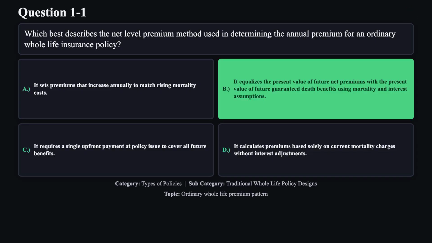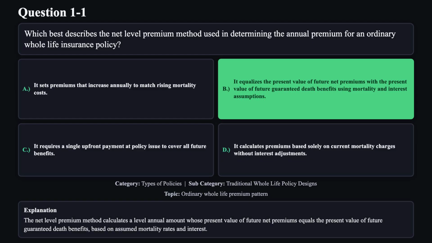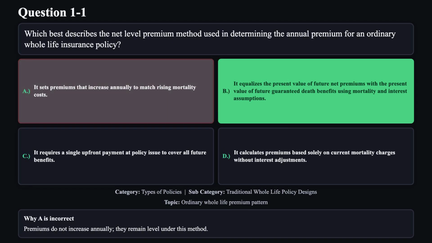The correct answer is B. The net level premium method calculates a level annual amount whose present value of future net premiums equals the present value of future guaranteed death benefits based on assumed mortality rates and interest. Reason A is not correct. Premiums do not increase annually, they remain level under this method.